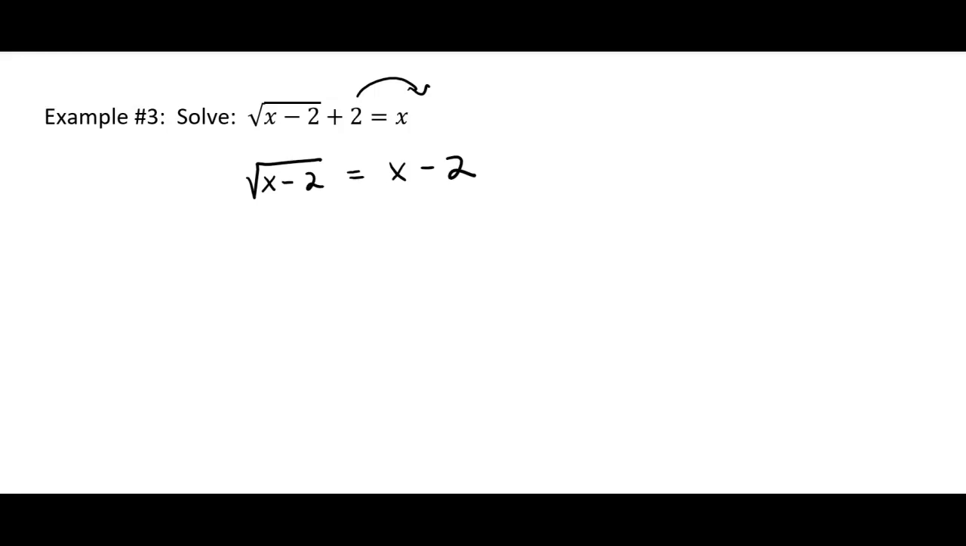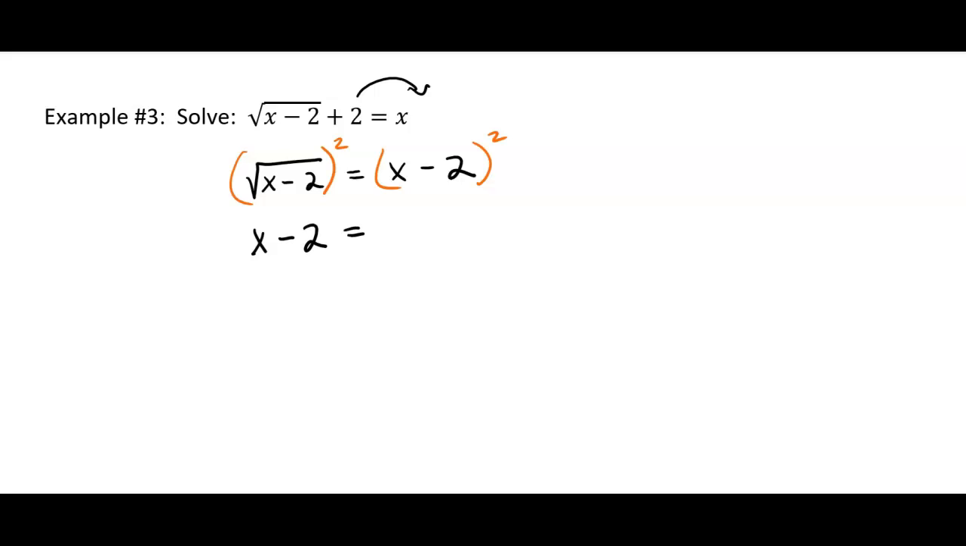Okay, so we have the square root of x minus 2 equals x minus 2. We've isolated the radical. Now we're going to raise both sides to the second power. So we're going to square both sides in this case. Okay, on the left side, you get the square root and the square, and they cancel each other out, I guess. X minus 2 equals.